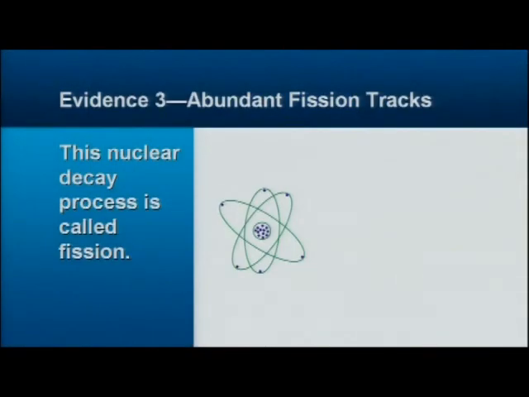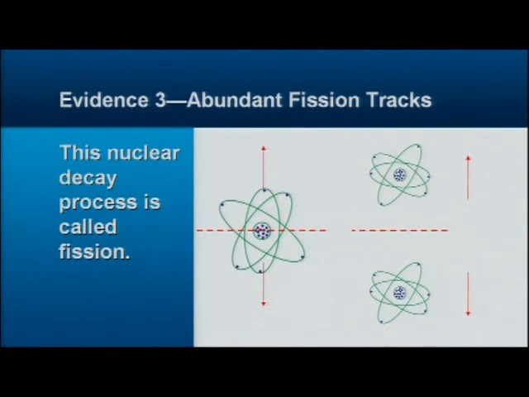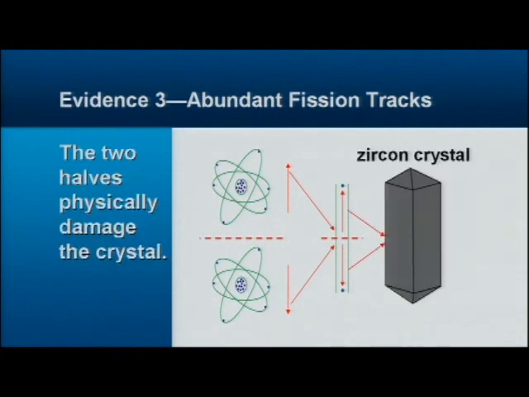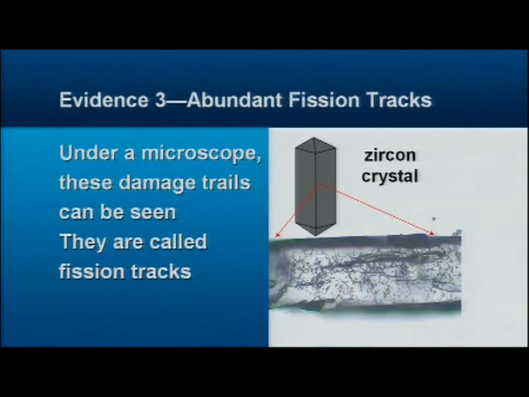Fission is division. Okay, so what happens? The atom splits apart and it breaks into 2 new atoms. What happens, therefore, inside a zircon crystal is that those 2 atoms flying apart damage the crystal and form a visible damage trail or track, which is called a fission track. And you can actually study these under a microscope. Here's some photographs. You can actually see where the atoms have split apart and damaged the zircon crystals.